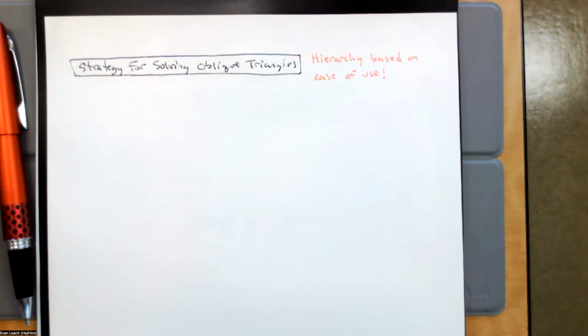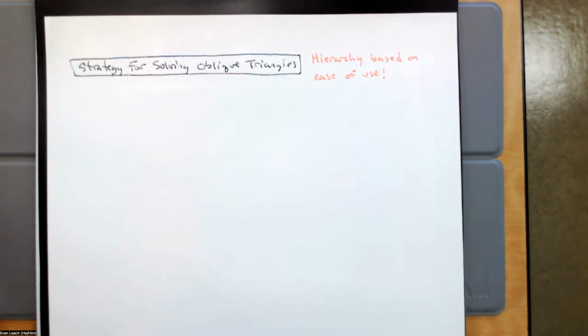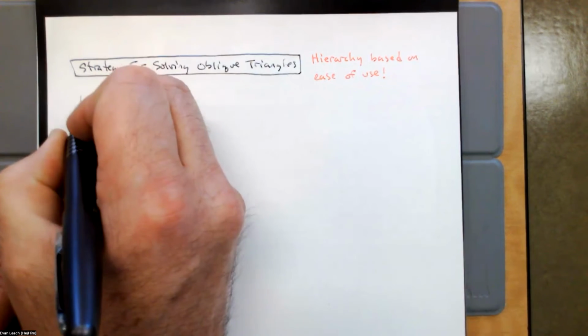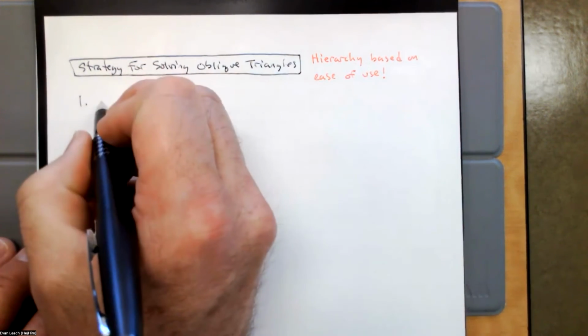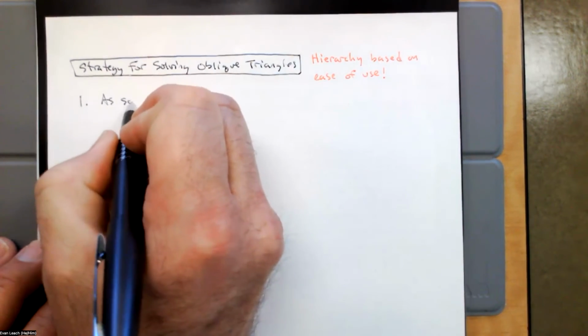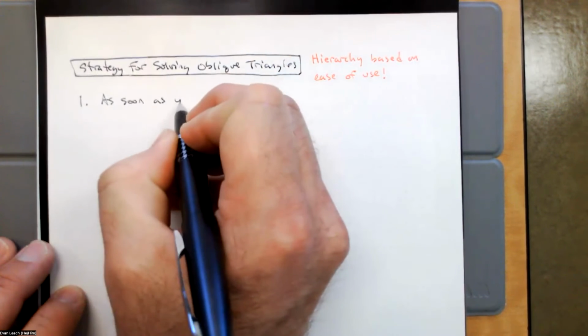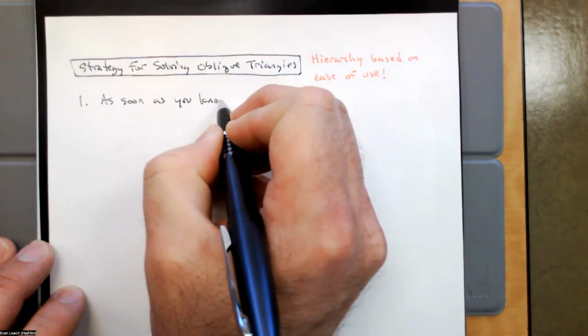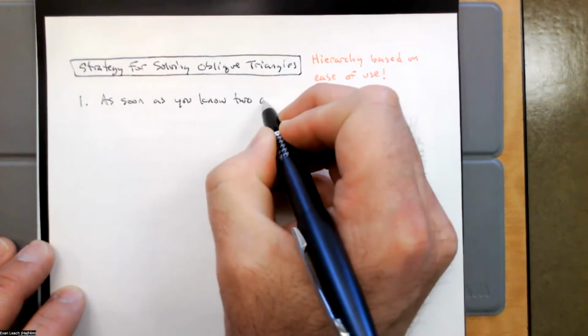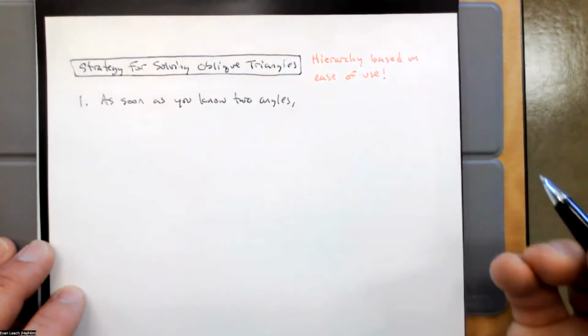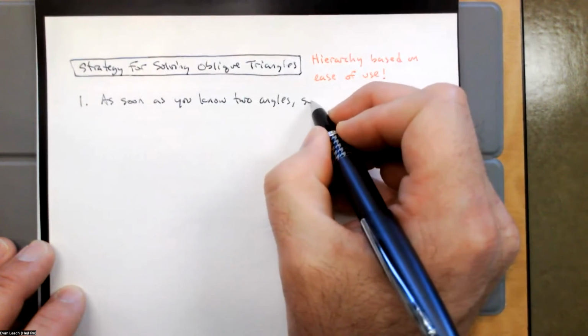Our strategy for solving oblique triangles is a hierarchy based on the ease of use. First thing that you want to do, as soon as you have two angles, subtract to find the third. That's the easiest one to use. Just have to do subtraction. So first, number one, as soon as you have two angles, subtract to find the third.